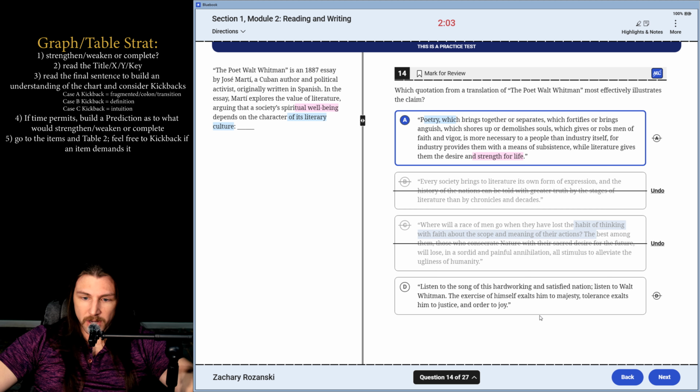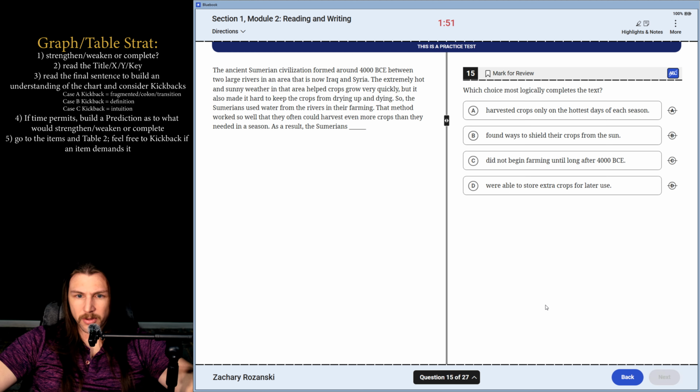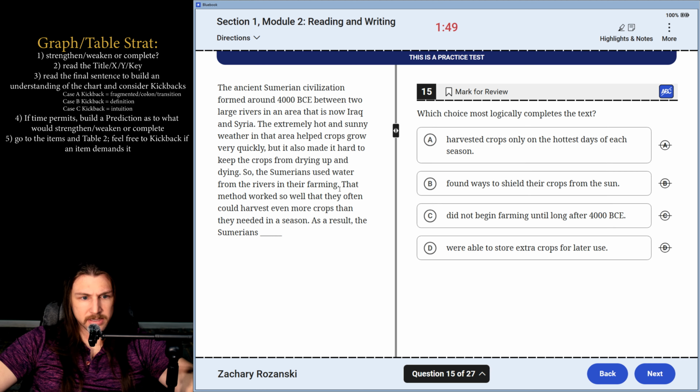Listen to the song of this hardworking and satisfied nation. Listen to Walt Whitman, the exercise of his exalts. Listen to Walt Whitman, poet. Translation of. Listen to the song of this hardworking and satisfied nation. Listen to Walt Whitman. No, this is going to fall. A gives me both components, which most logically completes the text.